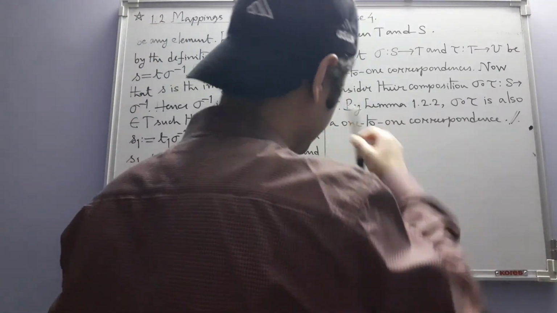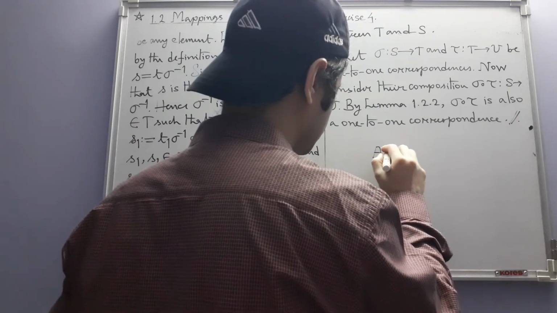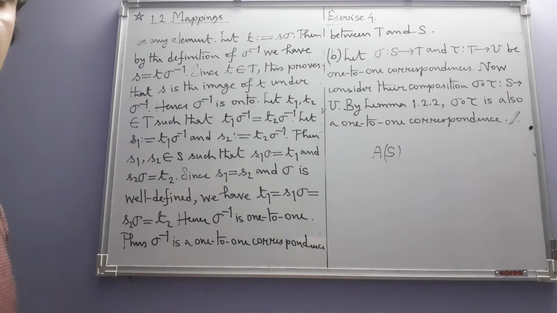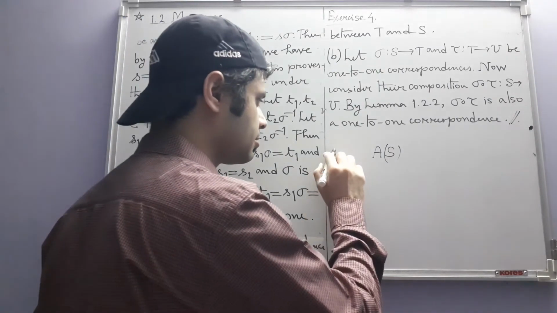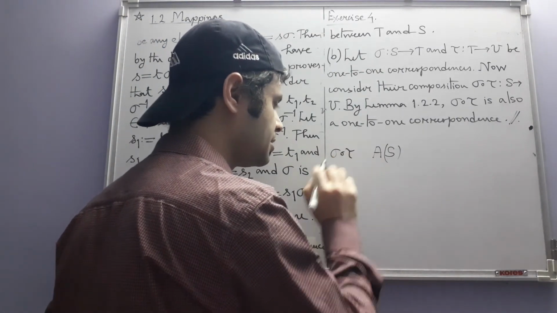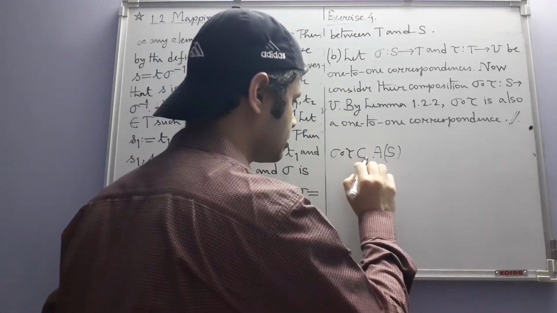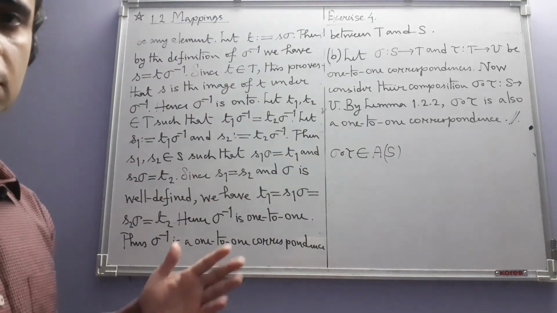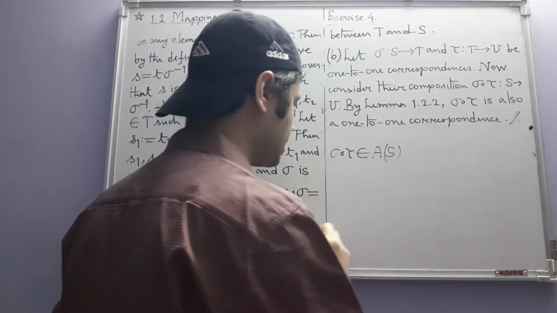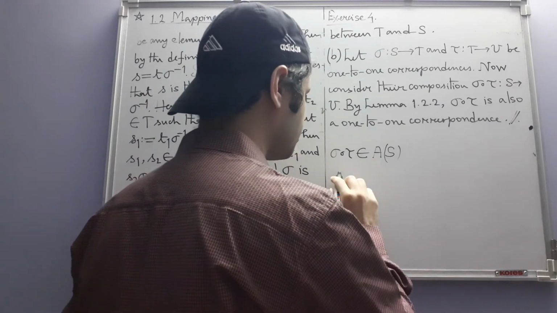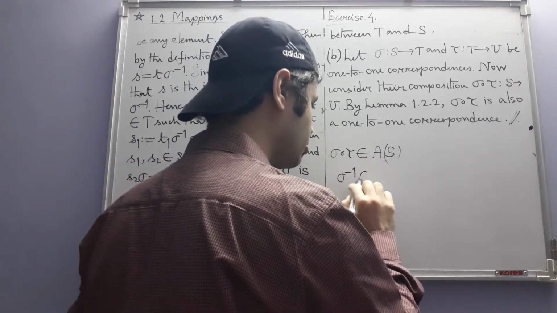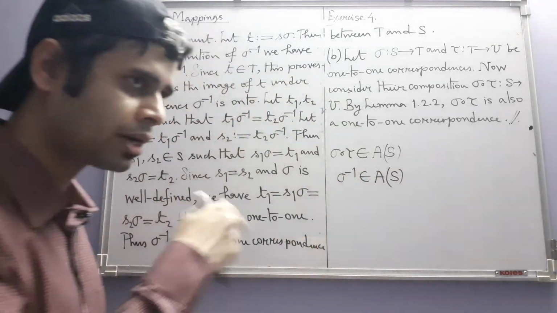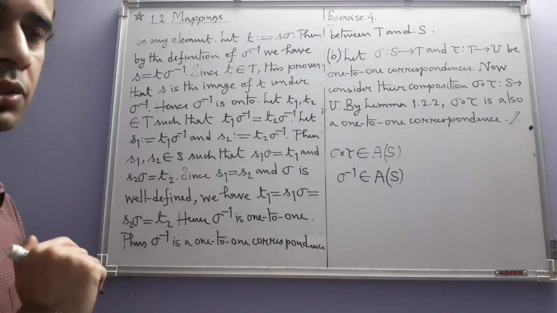It tells us that the set A of S is closed with respect to composition. That is, do you remember, if sigma and tau are two elements in A of S, then their composition is also an element in A of S. Further, if sigma is in A of S, then sigma inverse is also in A of S. It not only exists, but it is also a one-to-one onto function from S to itself.